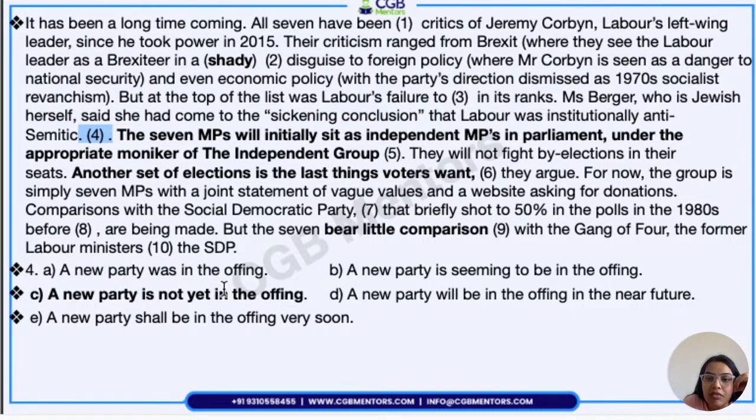A new party was in the offing. A new party is seeming to be. Unnecessary words, a wordy sentence is never a good idea and we don't do that in exam. Shall be in the offing. So you see the 7 MPs will sit as independent MPs in Parliament. When I say will happen, then it means of course the previous one is something that is in action at present. तो टेंस का आइडिया मुझे वहां से लगेगा.